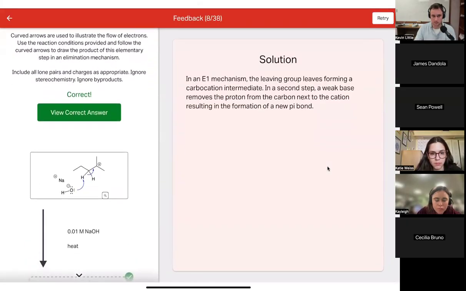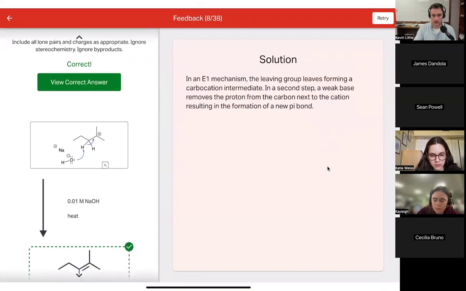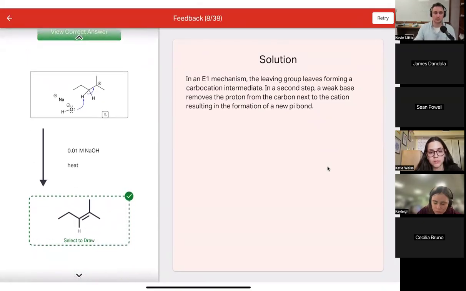I can explain both of those arrows. That oxygen is forming a bond with the hydrogen. Those electrons being left behind are moving from that bond with the hydrogen to form a double bond between the two carbons.